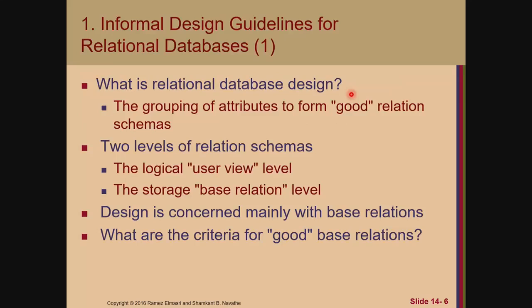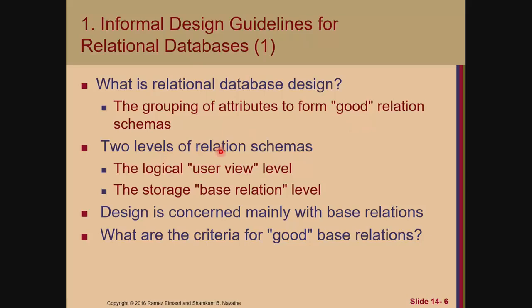Okay, anyway, let's try to understand the first thing, information design guidelines for relational databases. So what is relational database design? We try to group attributes to form good relation schemas. Good is quite difficult to define, right? It's very ambiguous. But it's easy to understand, like the concept of the relation, how to join the tables, and what kind of information is inside the table, for example.